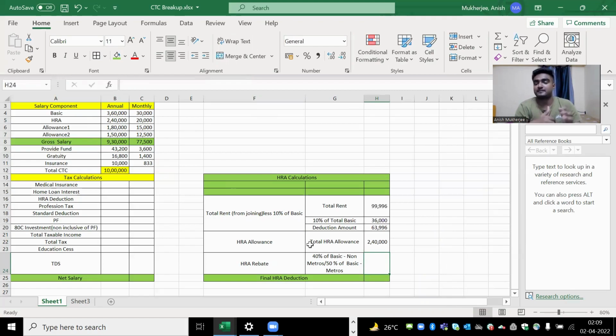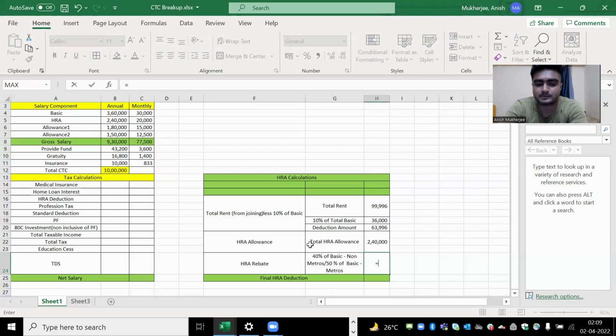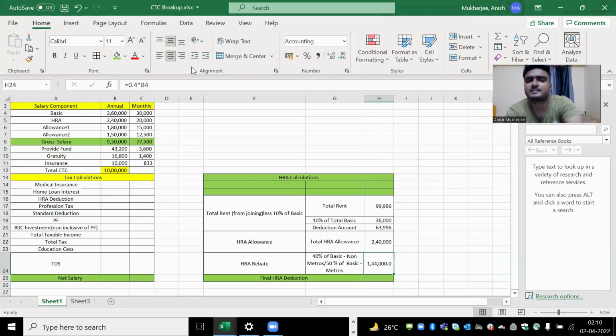As I was saying earlier, in metro cities like Delhi, Kolkata, Chennai, and Bombay, you can claim 50% of your basic salary as the HRA rebate. For non-metro cities, it is 40% of your basic salary. I'm staying in non-metro Bangalore, so I will calculate 40% of the basic that I mentioned here. It is coming as 1 lakh. If you are staying in a metro, you can just multiply it by 0.5.